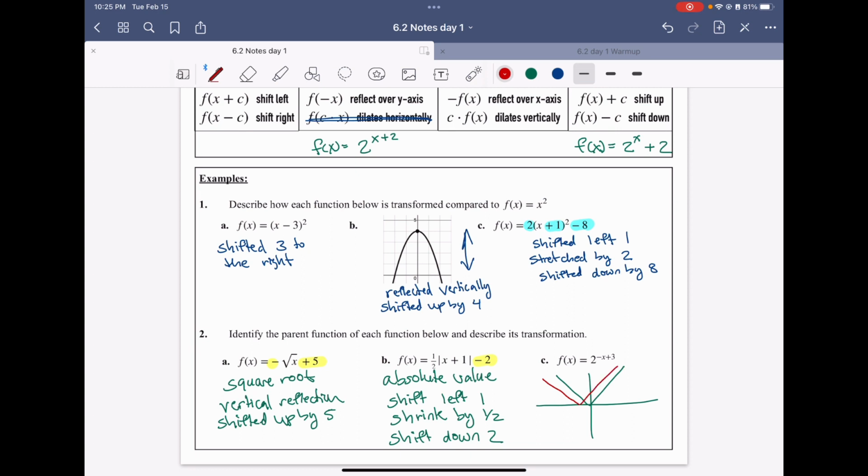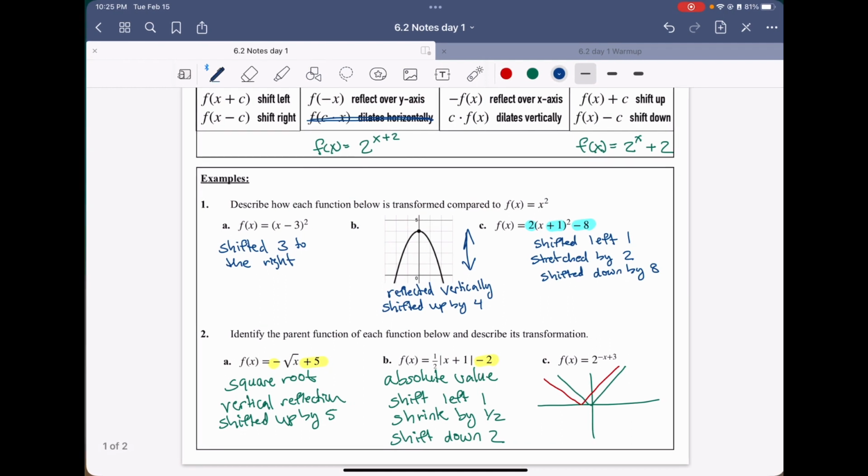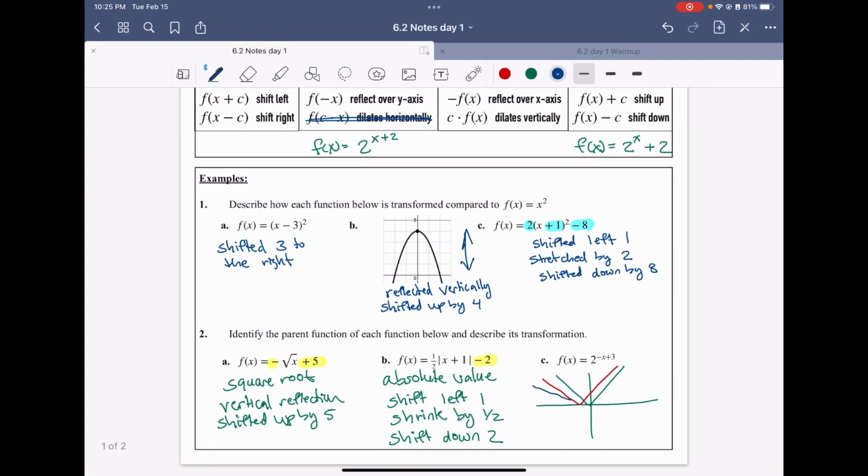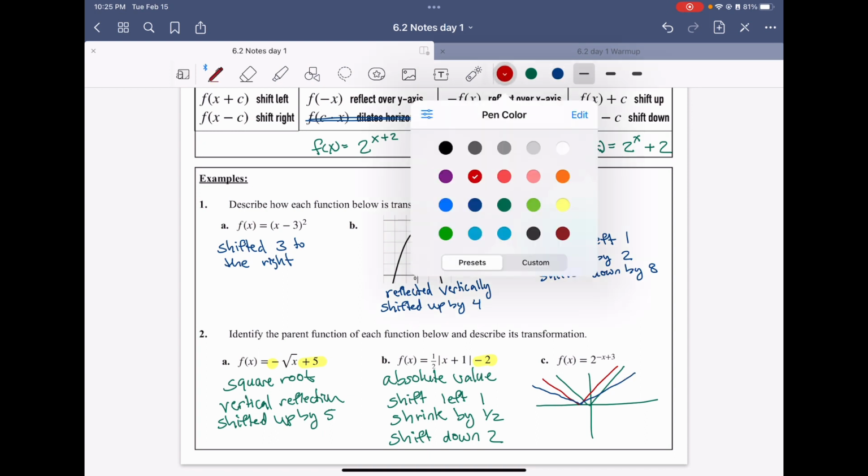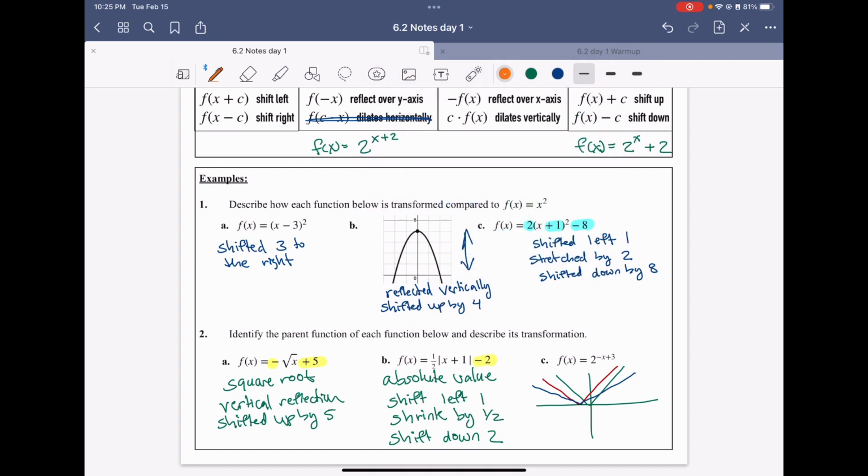And then I'm going to shrink it by 1/2. So that means I'm going to kind of just draw a new one each time. It's going to flatten it out a little bit like that. And then I'm going to shift down. Let's get a new color. Down by 2. So then I'm going to go down here.